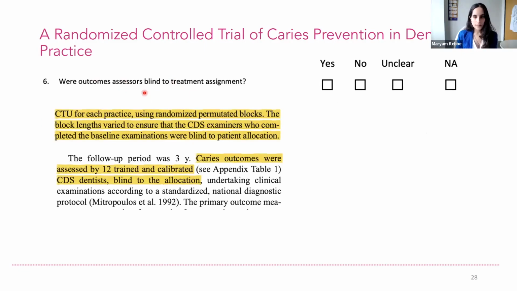Now here, whether outcome assessors were blind to the treatment. So what you want to look for here is, were those who were assessing the treatment's effects on the outcomes of choice unaware of the assignment of participants to the compared group? And so here, this is the text that was retrieved from the paper. CTU for each practice using randomized permitted blocks. The block lengths varied. This is what we had seen earlier, but then they go on to say that the outcomes were assessed by 12 trained and calibrated CDC dentists who were blind to the allocation. So that would be our yes.